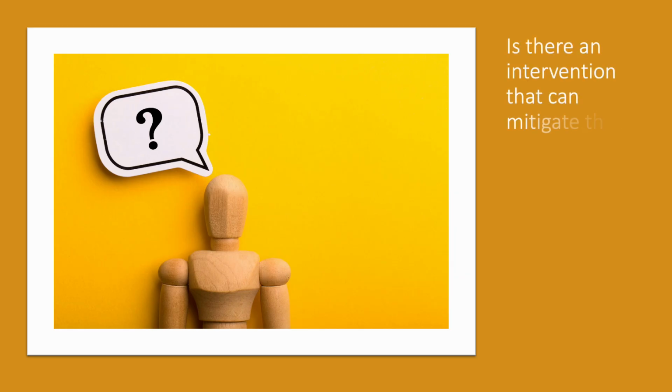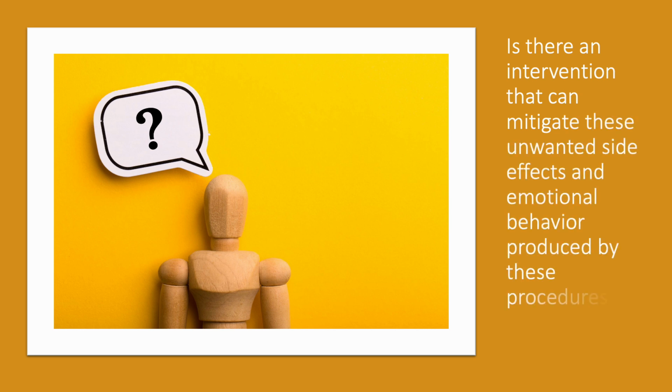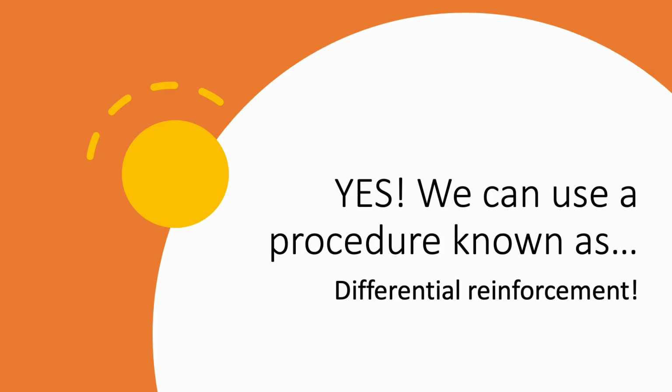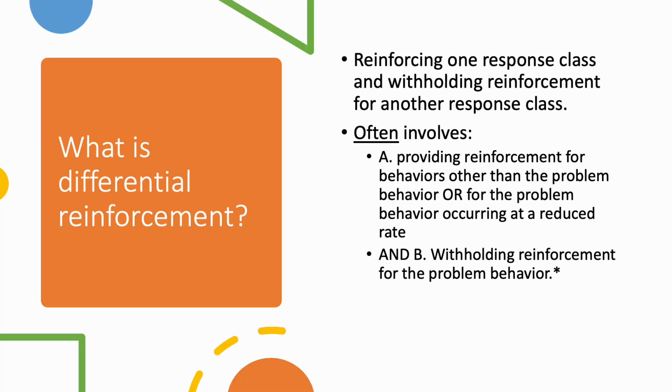Okay, so now, is there an intervention that can mitigate those unwanted side effects from extinction and from punishment, which include emotional behavior, and also help us to reduce a maladaptive behavior? The answer here is yes. We can use differential reinforcement to help us reduce a maladaptive behavior while also mitigating those side effects of extinction. So what exactly is differential reinforcement?